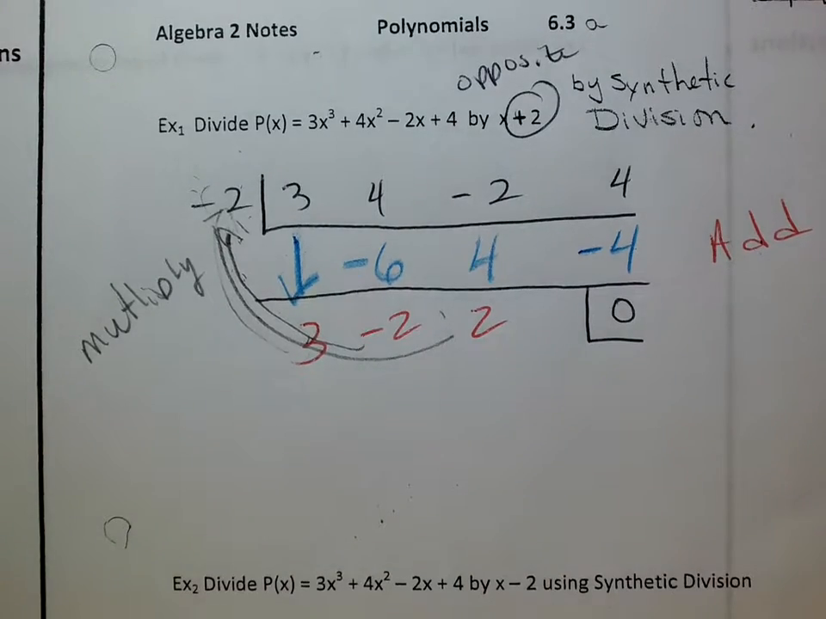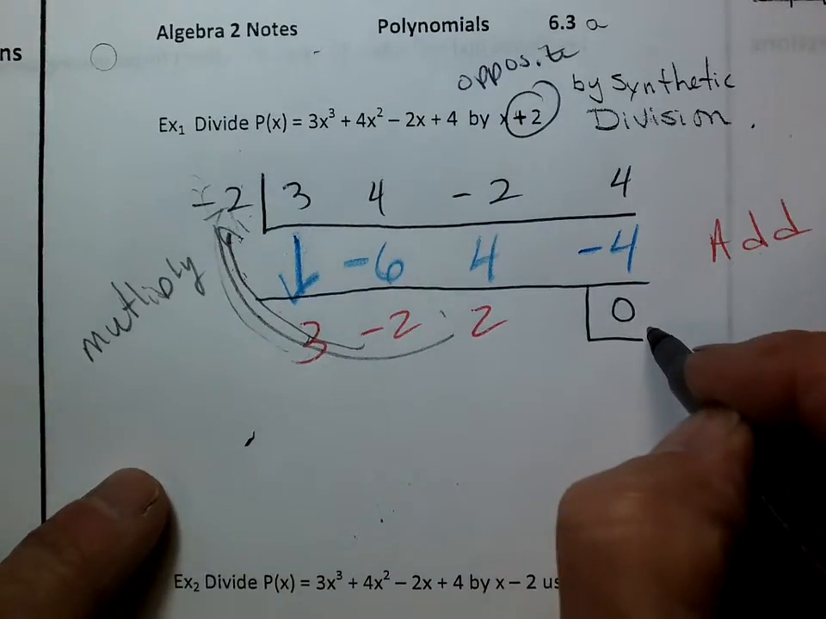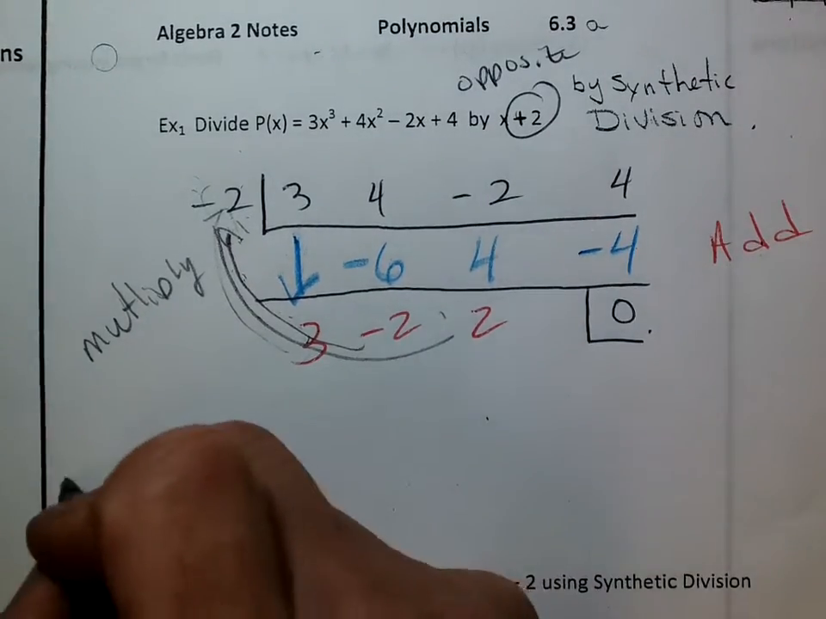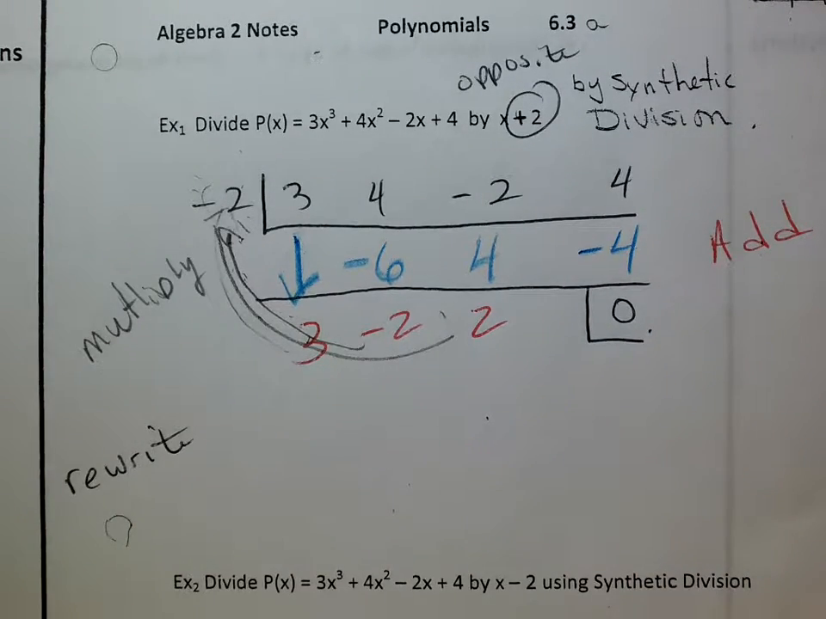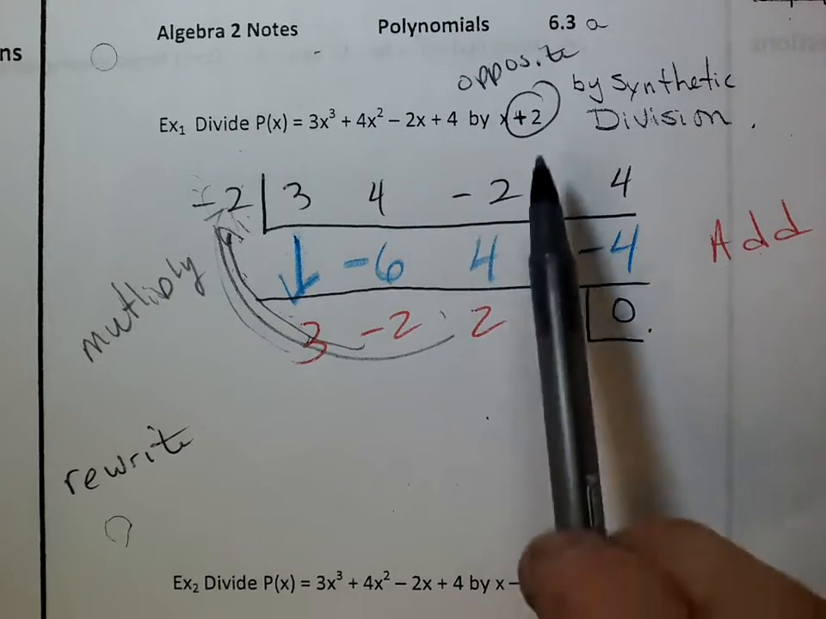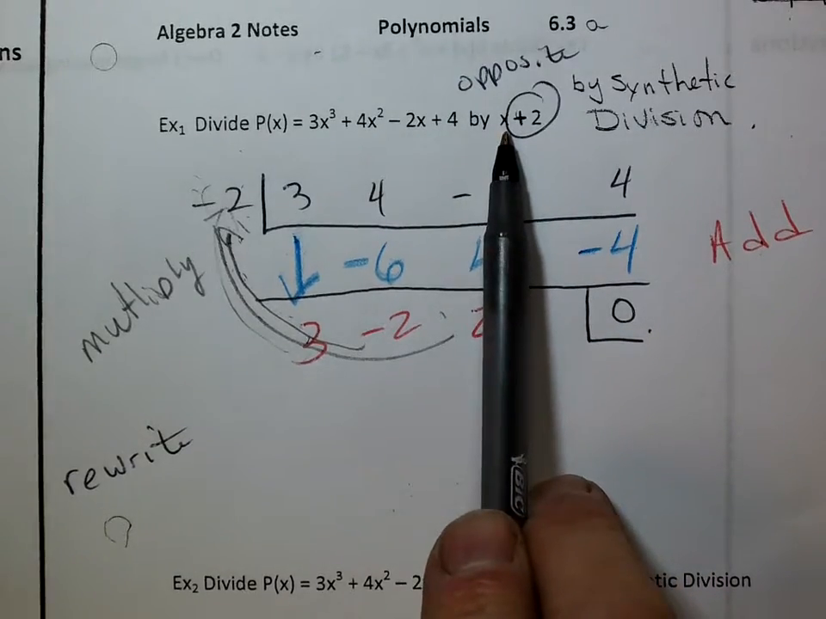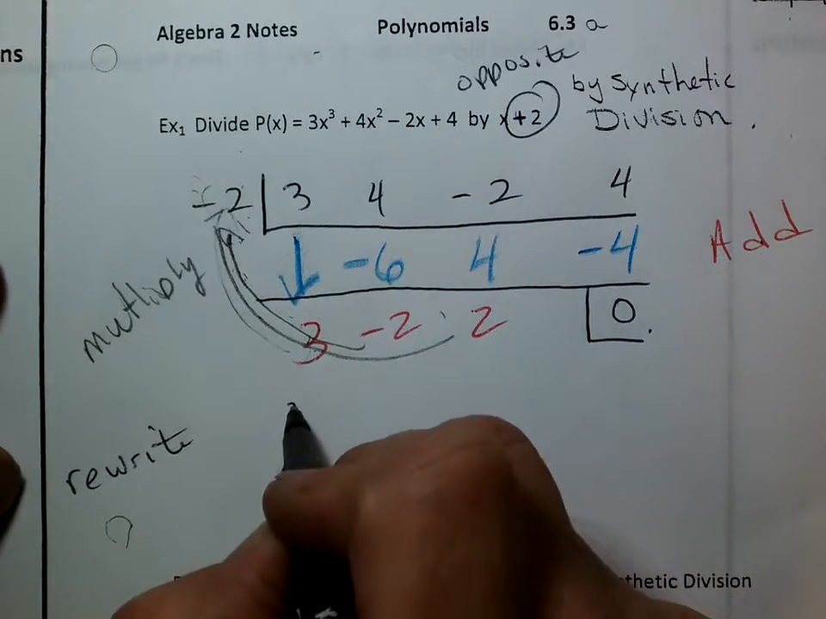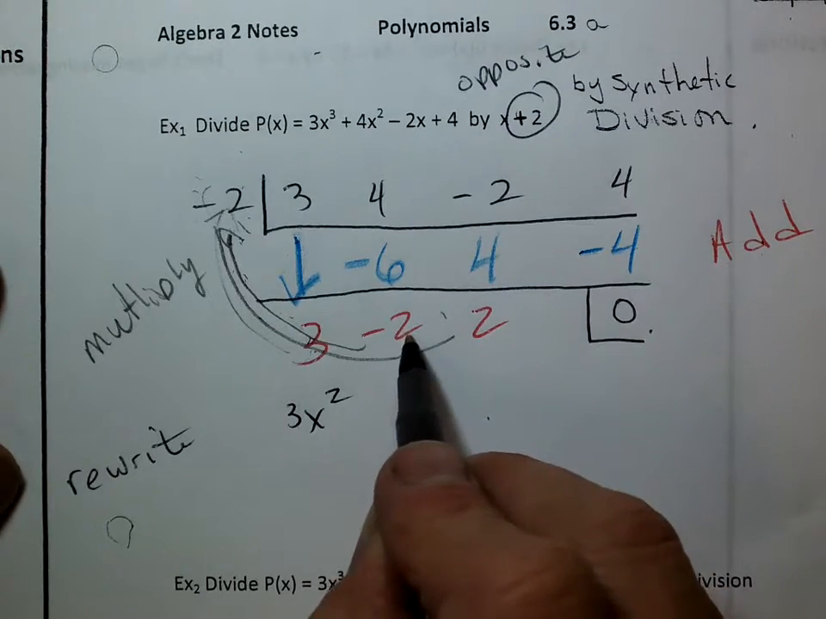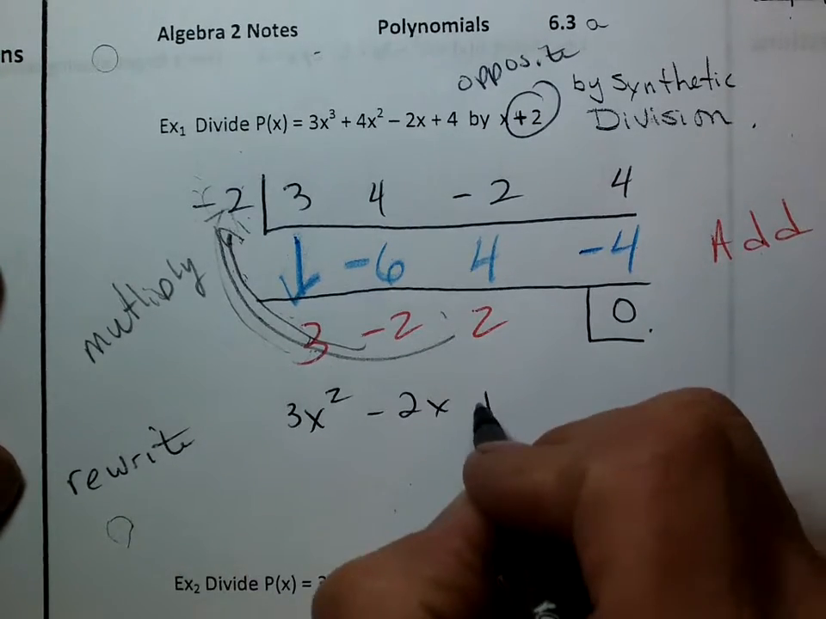Now, if you get a remainder of 0, we already know that our divisor is a factor. So what's our answer? We have to rewrite our answer, but put back in the x's. Kenji asked a really good question. We started with an x cubed, so our answer, because it got divided by an invisible x, is going to be one less power. So instead of an x cubed, it's going to be 3x squared minus 2x plus 2.